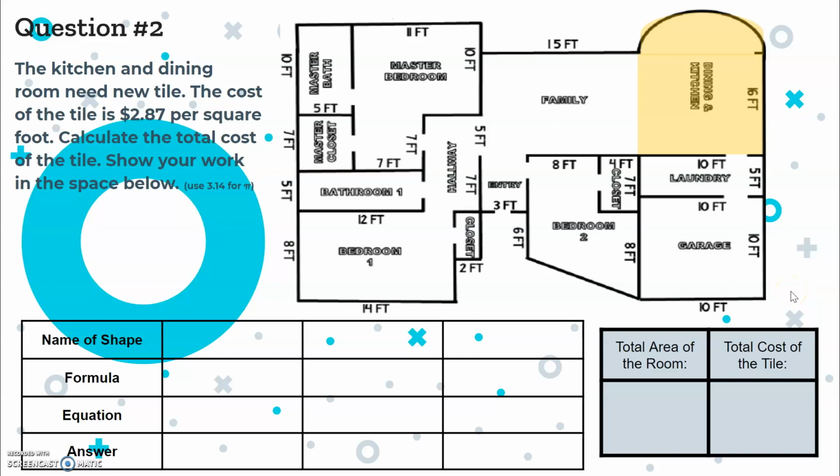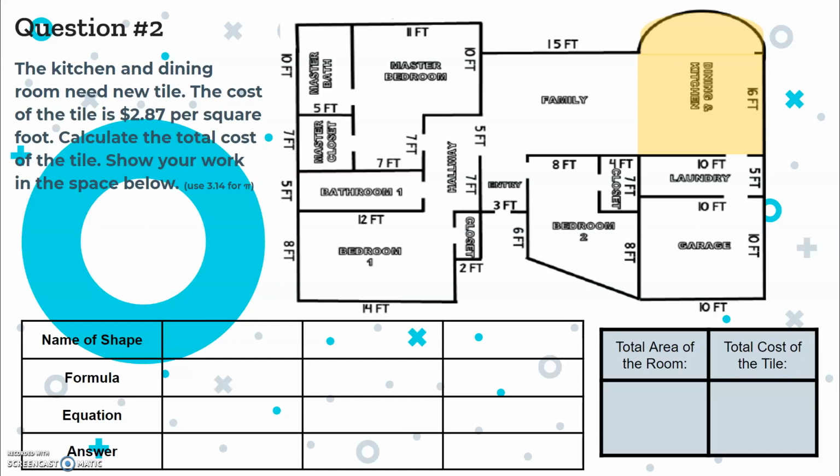All right, great. Now we're on question number 2. We're moving into the kitchen and dining room. We decided it needs new tile. The cost of the tile is $2.87 per square foot. We need to calculate the total cost of the tile. So we're going to show our work in this space below.